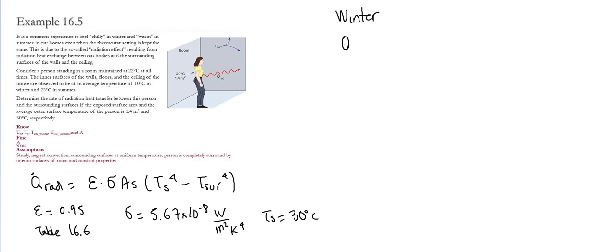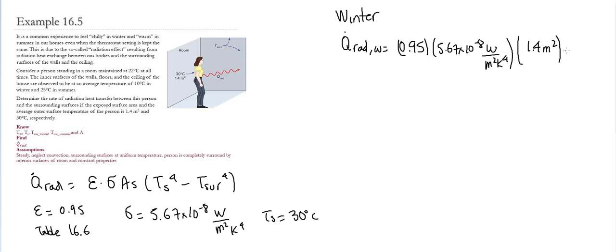So we're going to calculate the Q for radiation for the winter. Okay, we're going to substitute the values. So we have 0.95. We have the value of the Stefan-Boltzmann constant, 5.67 times 10 to the negative 8 watts per m squared K to the fourth. We have the value of the surface area, which was given to be 1.4 meters squared. And I'm just going to write the temperatures over here at the bottom. Please remember that the temperatures must always be in Kelvin.